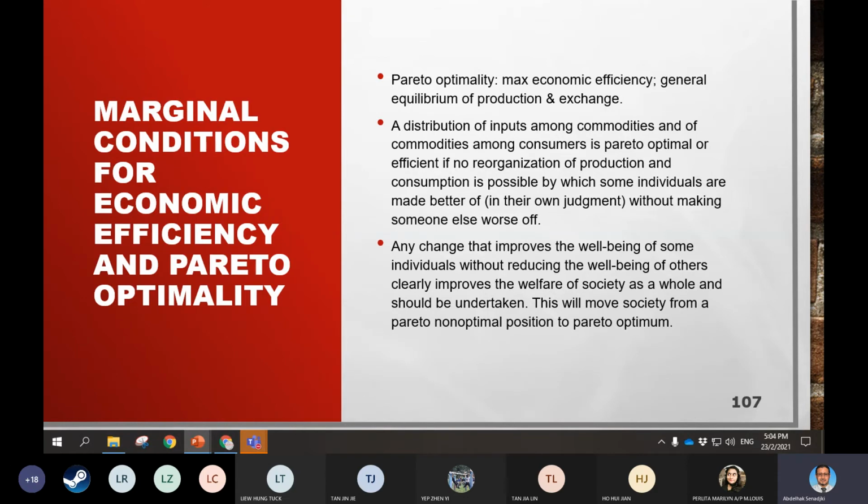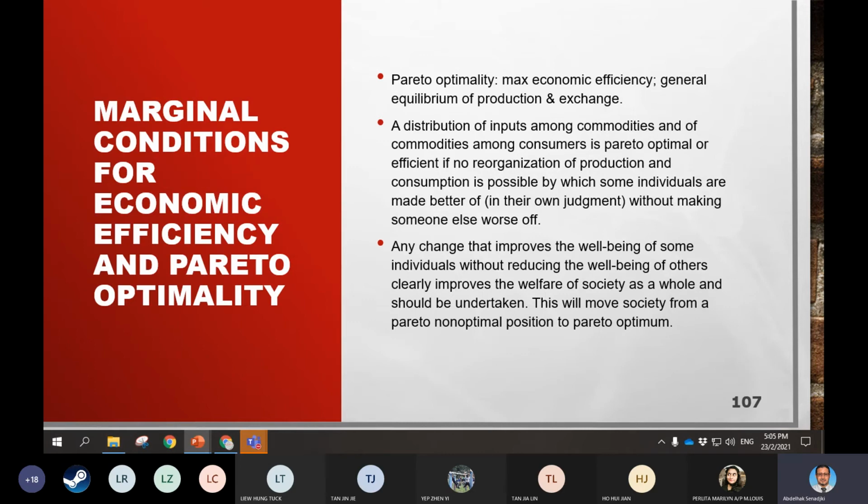Or we say a distribution of inputs among commodities and of commodities among consumers is Pareto optimal or efficient if no reorganization of production and consumption is possible by which some individuals are made better off in their own judgment without making someone else worse off. So when we reach a level where you cannot make someone better off without making another one worse off, then we reach Pareto optimality, and it is not possible for a firm or a producer to reallocate production.